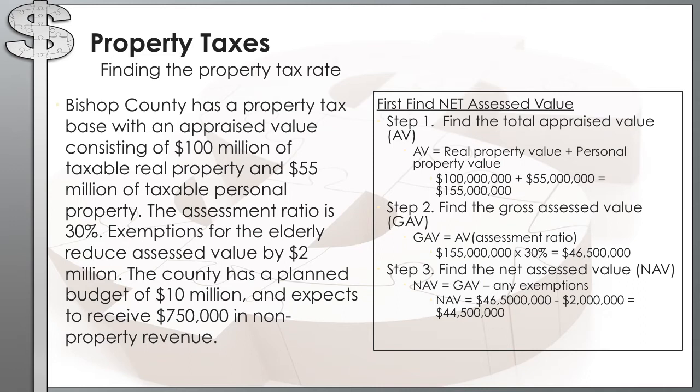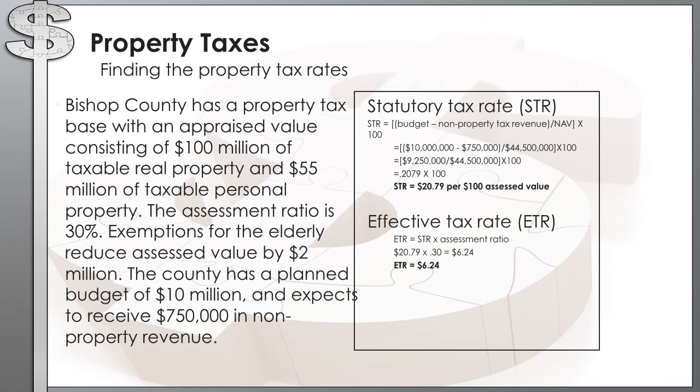So now let's find the net assessed value. This takes us back to our example, our question. If you go back and look at our question, you'll notice that we have a $2 million homestead exemption for the elderly. Okay, so now we need to factor that in. So what we need to do is take the $46,500,000. I have one extra zero on my slide here, but if you take the $46,500,000 minus $2 million for that elderly homestead exemption, that brings the net assessed value down to $44,500,000.